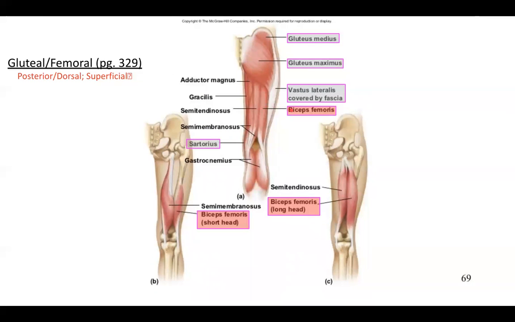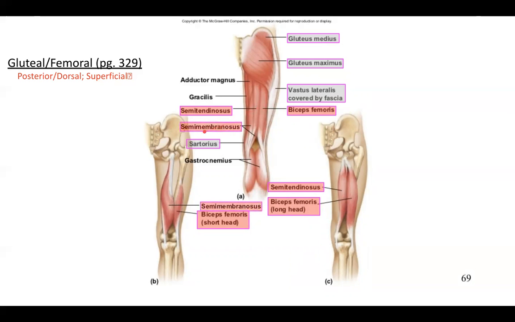So we have the biceps femoris. There is a long head and a short head. Okay, so just like the biceps brachii, biceps femoris has two heads. The semitendinosus is going to be the more medial muscle here from the biceps femoris. It's also part of your hamstrings.